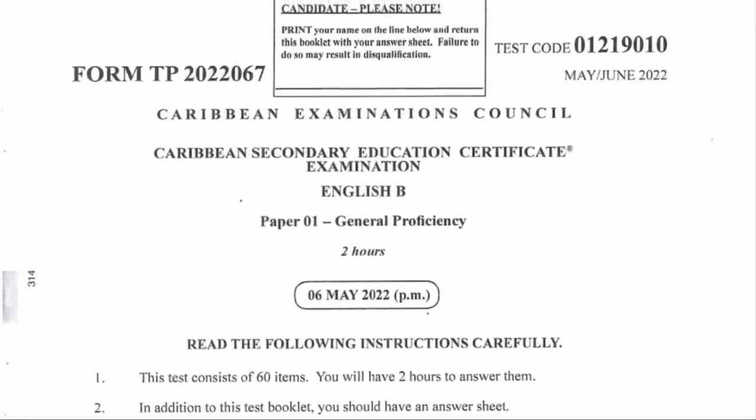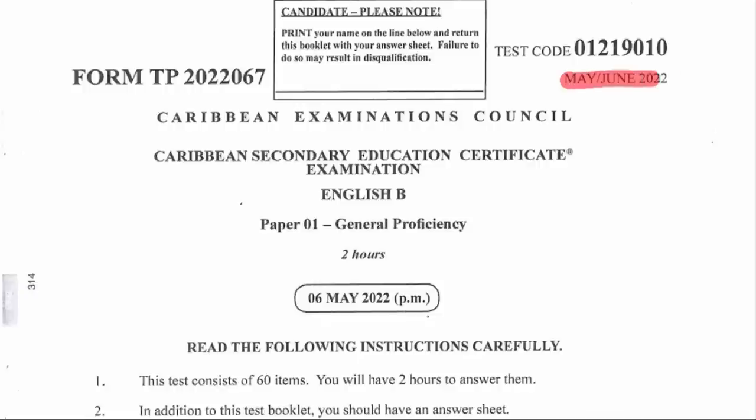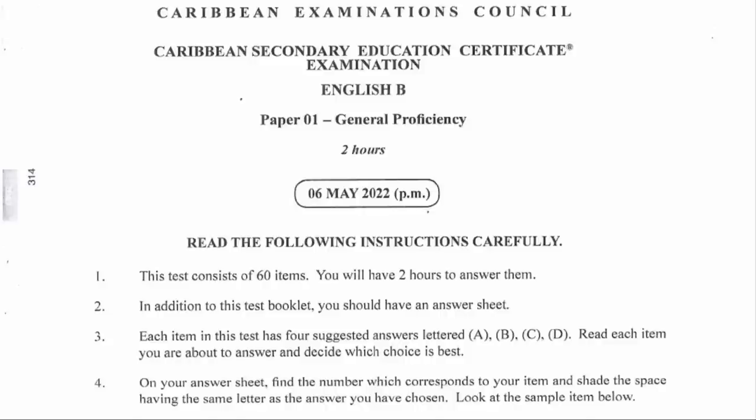Today we'll be blazing through the May-June 2022 paper for CSEC English B. This will be a very quick video. That's because there are many repeat questions, many repeat passages. Entire sections of questions have been repeated on this paper. I will not be rereading or re-explaining anything I've done in past videos.